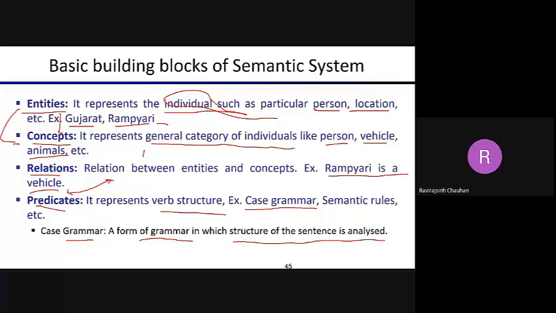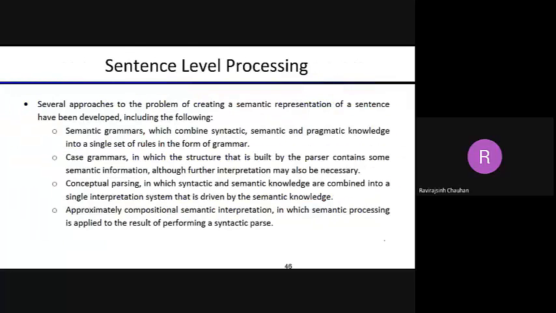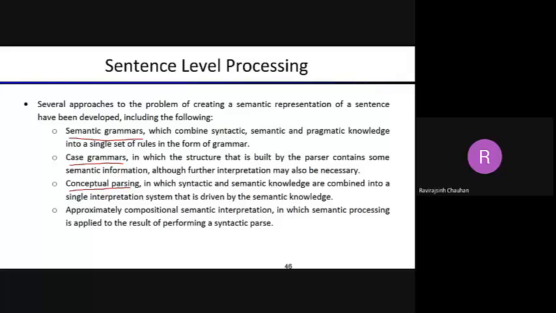Now we have different approaches for sentence level processing. One approach can be semantic grammar. Another approach can be case grammar or conceptual parsing. If we use semantic grammar, we need conceptual parsing; these two are related. Or we can have other approaches, such as compositional semantic interpretation. We can have other techniques.